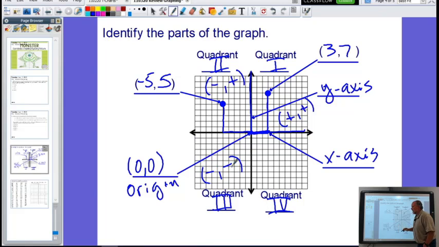Okay, so negative, negative. Okay, because it's going to go left and down. And then the ones in quadrant 4 are going to go right, which is positive, and then down, which is negative. So those are going to be the types of coordinates that you're going to have on this coordinate grid.